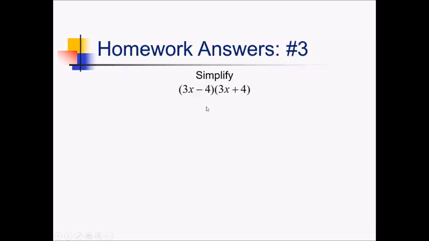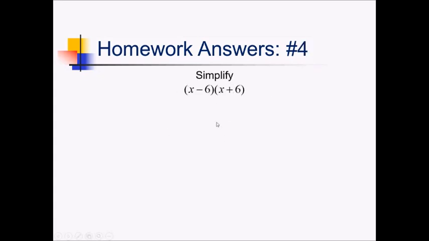For this one, we're simplifying conjugates, same terms but with a plus and a minus. So the answer is going to be in the format of a squared minus b squared. So a squared, that's just squaring the first thing, the 3x. That's going to be 9x squared. And then for b squared, we have to square the 4. So we're going to end up with minus 4 squared, minus 16.